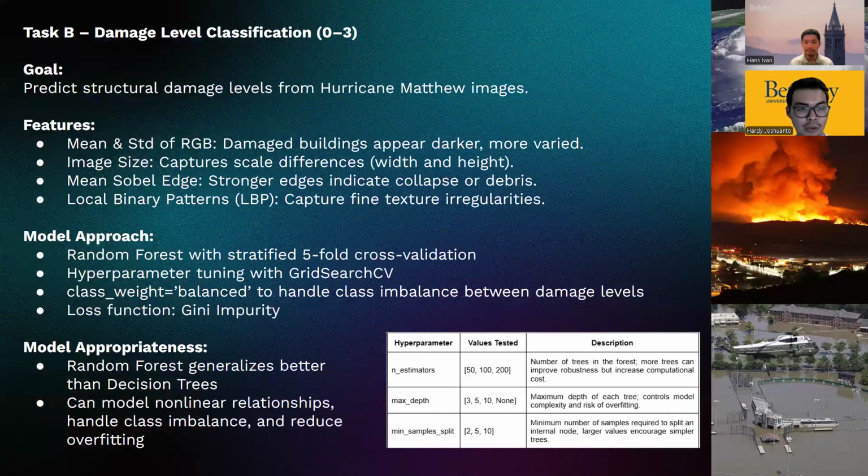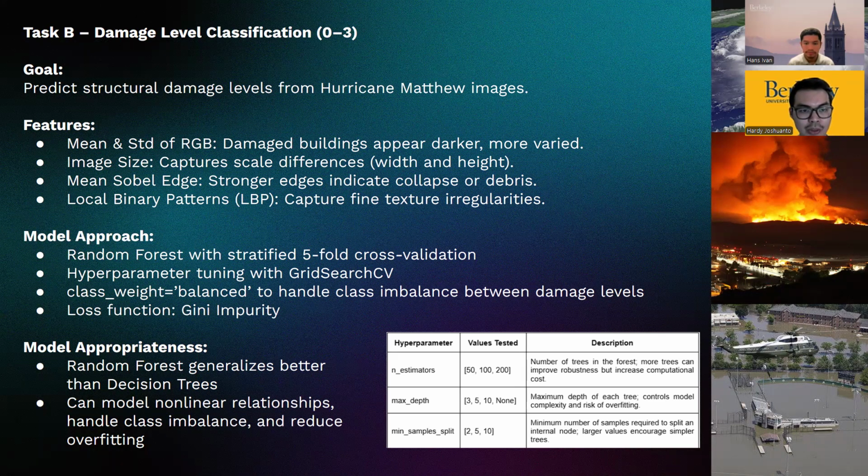Okay, so I'm going to explain task B, which is damage level classification. The goal is to predict structural damage levels from the Hurricane Matthew dataset between levels 0, 1, 2, and 3. Level 0 means that there is no damage to the buildings, and level 3 means that the building is destroyed. We use these features based on our EDA.